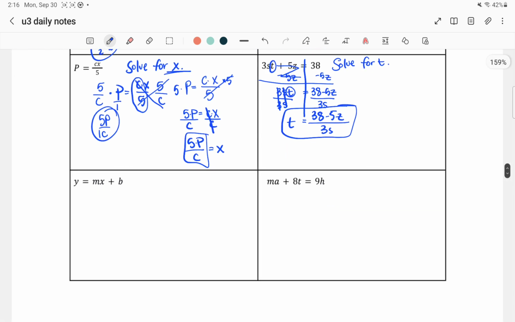Okay. Try the last ones on your own. Let's solve for x. Solve for a.